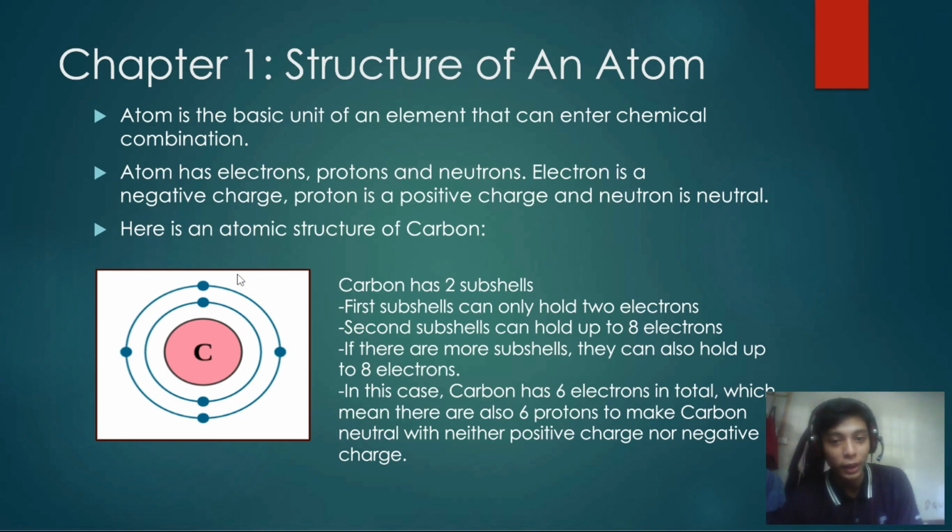The next one is subshells. In this case, carbon has 2 subshells. The first subshell can only have 2 electrons, meanwhile the second subshell can have up to 8 electrons, but in this case carbon has 4. So in total carbon has 6 electrons.